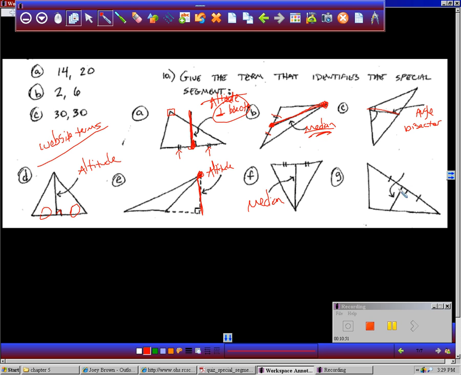Same way with this. Is this a median? Well, it goes through the midpoint, yeah, but it didn't go through the opposite vertex. It's got to go through the opposite vertex. Perpendicular bisector. I hope this helps you remember all these special segments and how to do inequalities. Thank you very much.